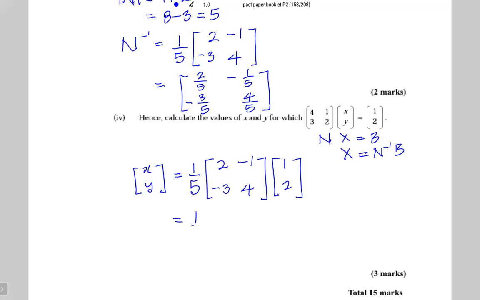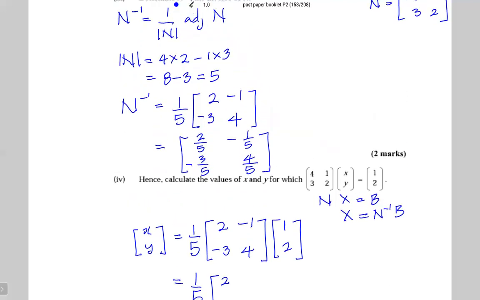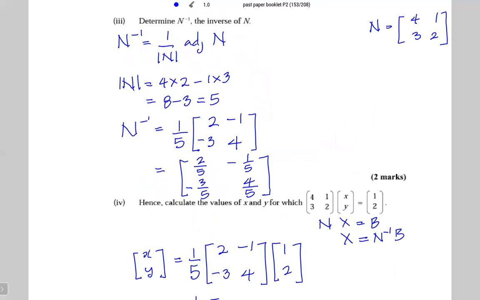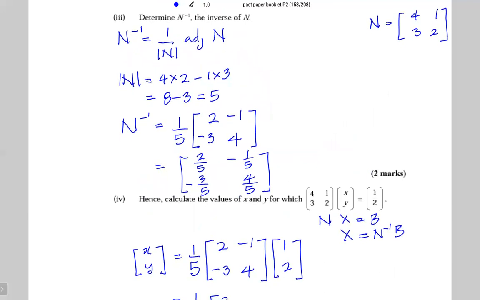Multiply the two matrices and then multiply by the fraction. 2 times 1 is 2. 2 times 1 is 2. All right, let's just double check to ensure that it is N. 4, 1, 3, 2. It is N. All right, you switch those two around. These two stay where they are, but their signs change.